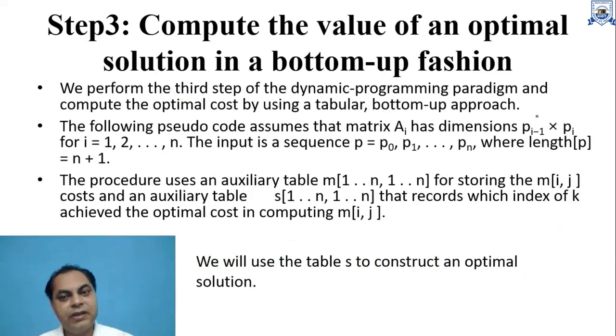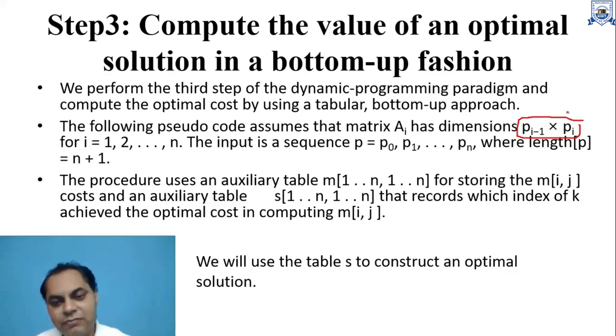Now come to the third step. In the third step we have to find the solution of the problem in bottom-up fashion. In this step we perform the third step of the dynamic programming paradigm and compute the optimal cost using the tabular bottom-up approach. The following pseudocode assumes the matrix Ai has dimension p(i-1) by p(i), that means dimensions of matrices are stored in an array, and to find the dimension of any matrix Ai, we use index i minus 1 and the ith index.